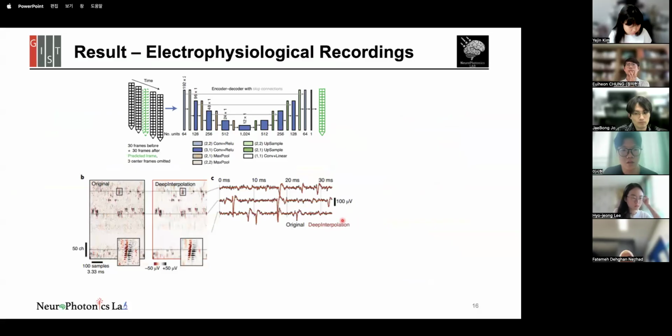Sorry. And this is the electrophysiological recordings result. As you can see, the original and deep interpolation. This is the number of channels, and this is the time. Their input is the signal. So as you can see, the noise disappears a little bit, while preserving the signal's shape.